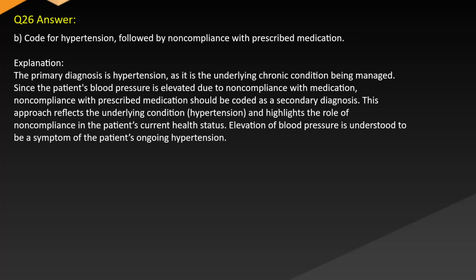Answer: B. Code for hypertension followed by non-compliance with prescribed medication. Explanation: The primary diagnosis is hypertension, as it is the underlying chronic condition being managed. Since the patient's blood pressure is elevated due to non-compliance with medication, non-compliance with prescribed medication should be coded as a secondary diagnosis. This approach reflects the underlying condition, hypertension, and highlights the non-compliance in the patient's current health status. Elevation of blood pressure is understood to be a symptom of the patient's ongoing hypertension.